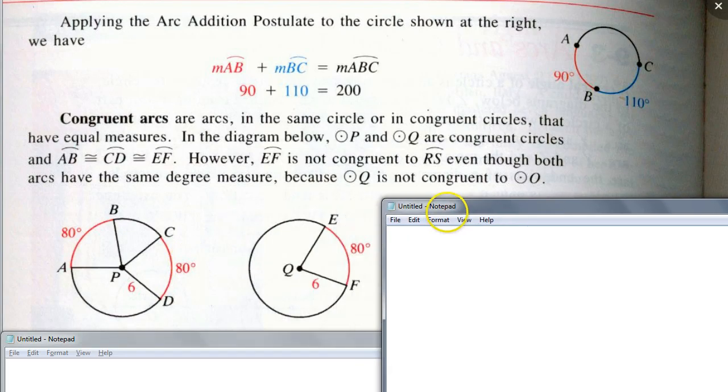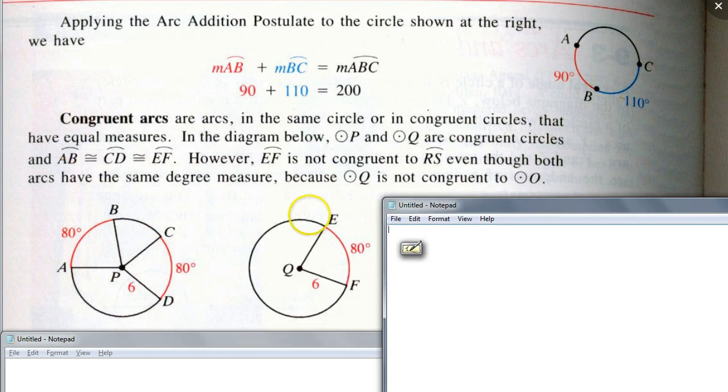What about here? Anybody see any other congruent arcs other than arc AB and arc CD? And notice, look at circle P and look at circle Q. They both have a radius of 6. So are there any other congruent arcs? Joshua? Which one? Over here. Oh, okay. Arc EF. Yes, arc EF and either arc AB or arc CD. Right? All three of these are congruent. Would you not agree? Because these are congruent circles, right?